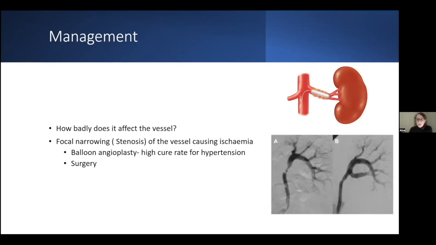In very complex and severe cases, we might do surgery to try and overcome some of these manifestations in the artery. This is typically reserved for people with very complex disease who are not amenable to balloon angioplasty.